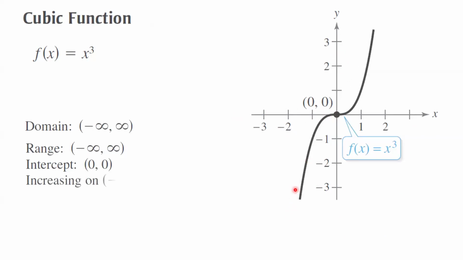The function is increasing on negative infinity to positive infinity. The function keeps going up. It's an odd function. F of minus x is equal to minus f of x. And it has symmetry with respect to the origin.